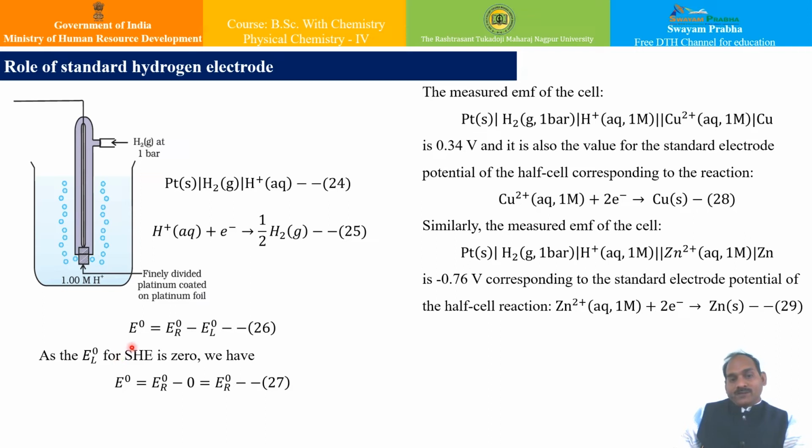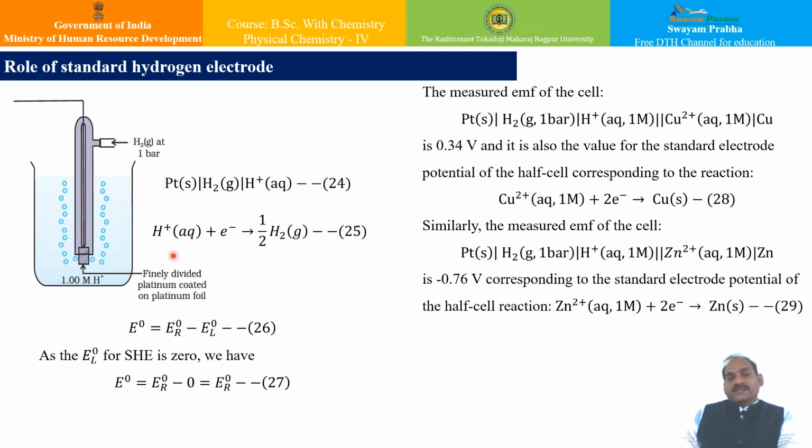If I represent the standard hydrogen electrode along with some other electrode, I get the standard cell potential as E standard equal to the standard electrode potential of the right hand side electrode minus the standard electrode potential of the left hand side electrode. Since on the left hand side we have taken the standard hydrogen electrode, which is 0, the standard electrode potential will always be represented by the standard reduction potential of the right hand side electrode, that is E R.